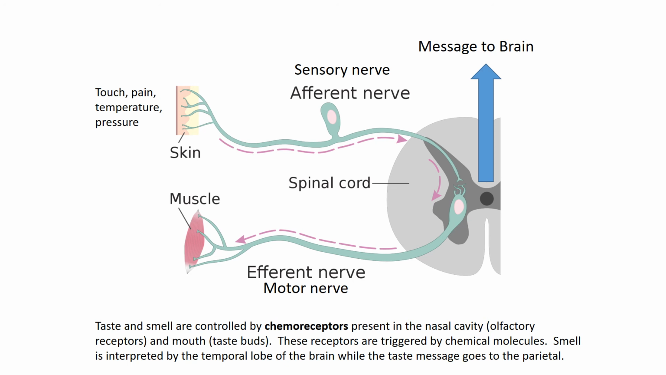And that message is still going from that chemoreceptor to the brain. The smell is going to be interpreted by the temporal lobe of the brain, while the taste message is going to go to the parietal lobe.